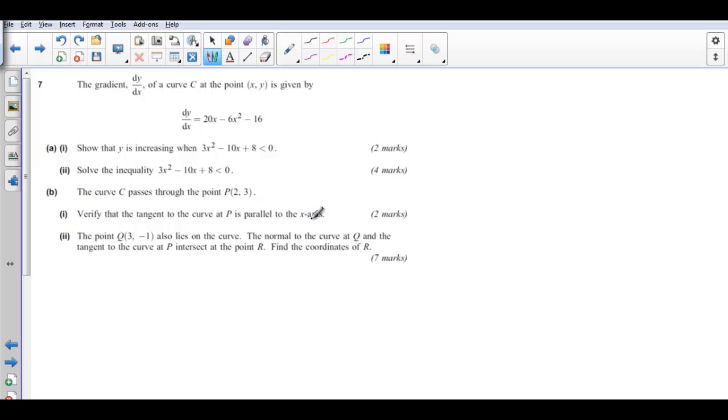Okay, we've just done part 1 where we said that the tangent is parallel to the x-axis. That was parallel to the x-axis when y equals 3. So actually, the equation of that tangent, parallel to the x-axis, as in no x's, and we had a y value of 3. So the equation of that tangent is y equals 3.